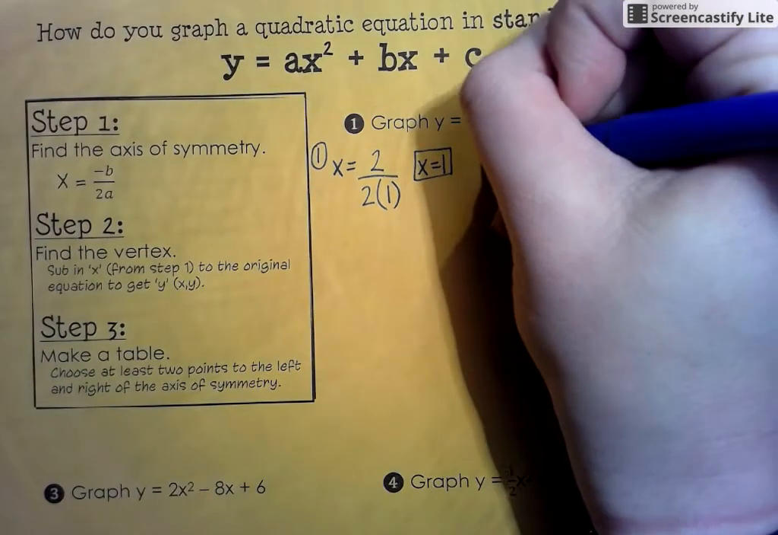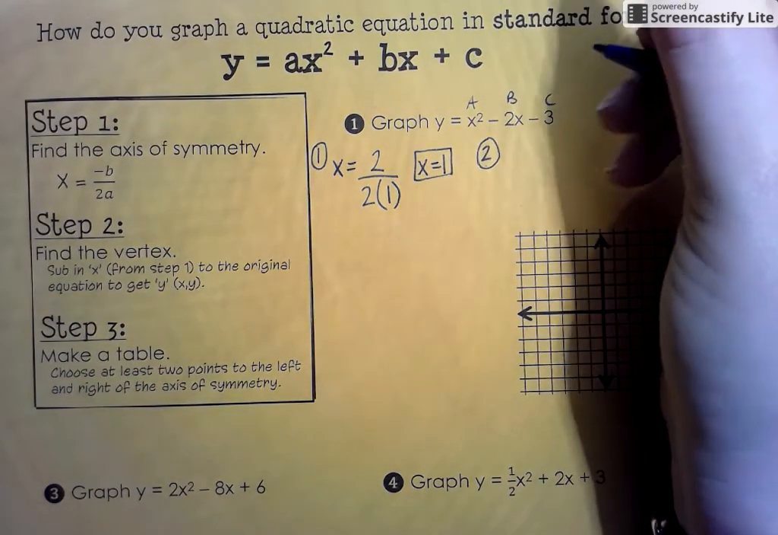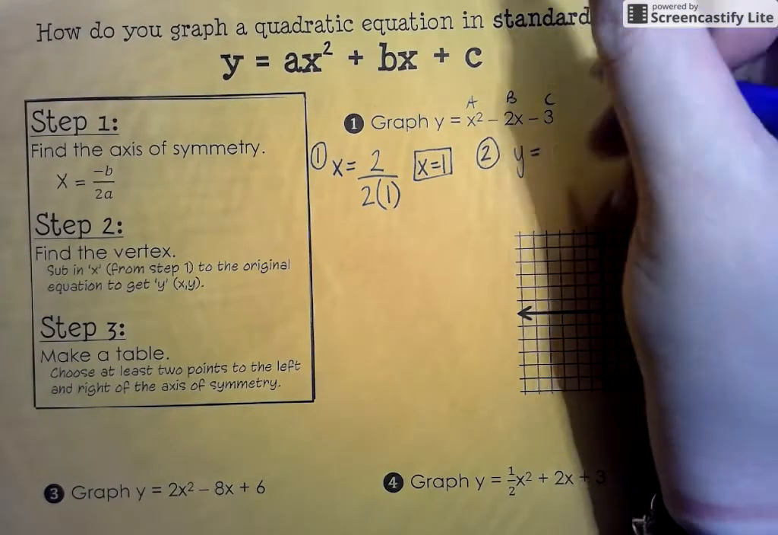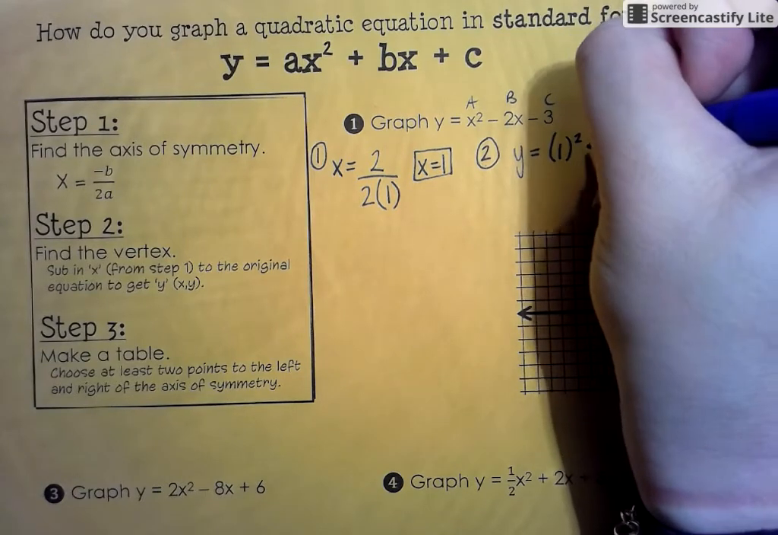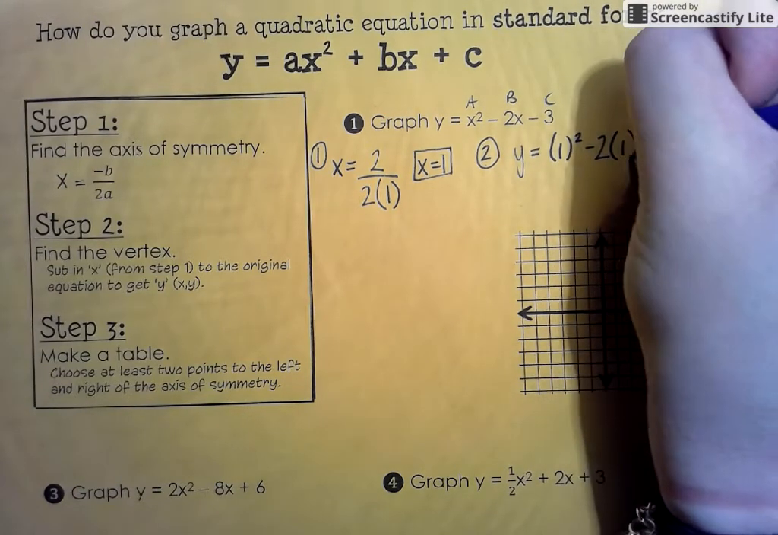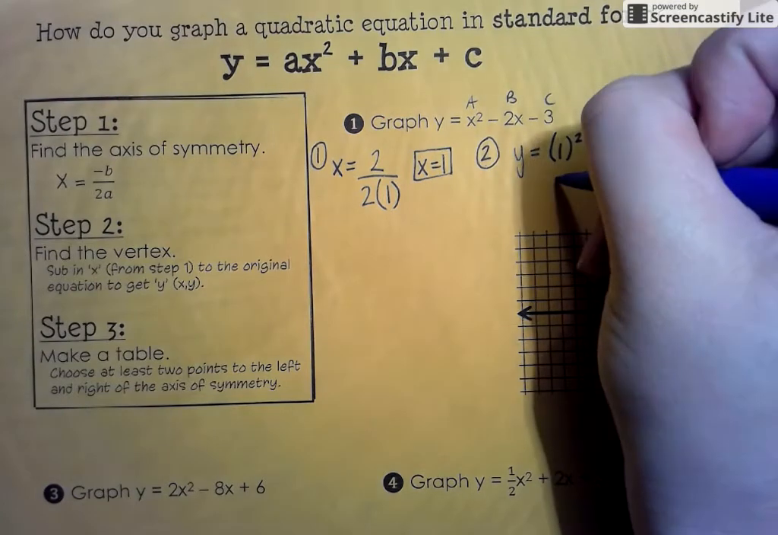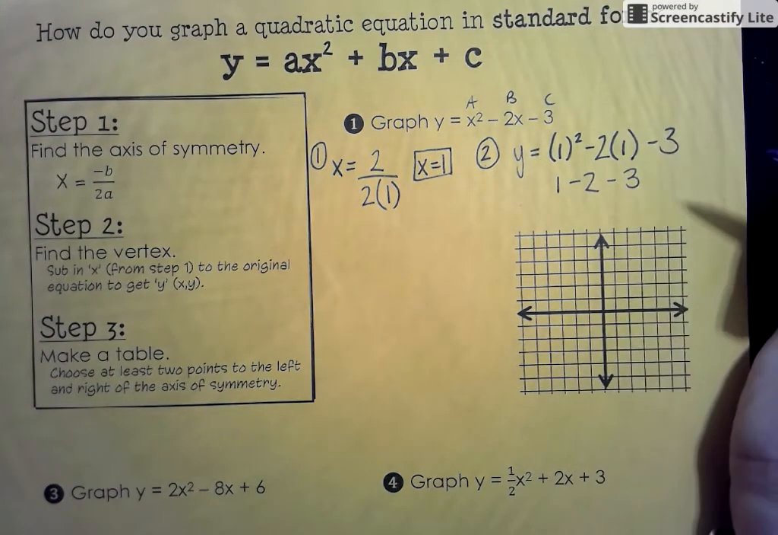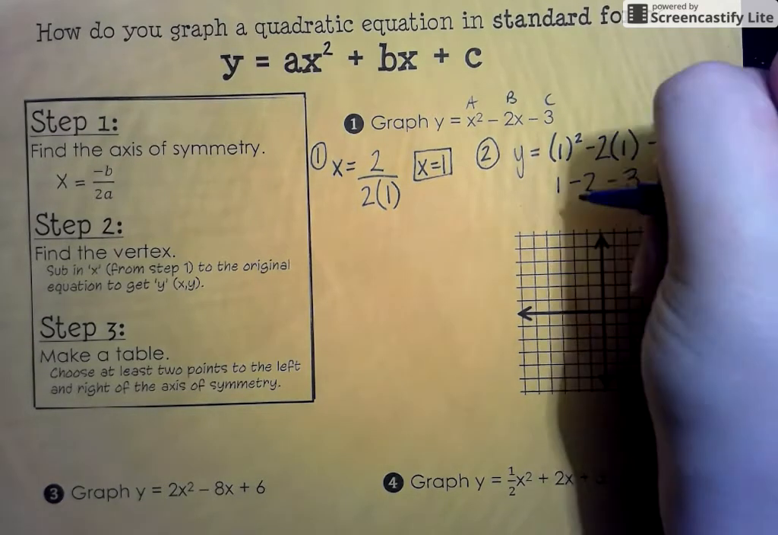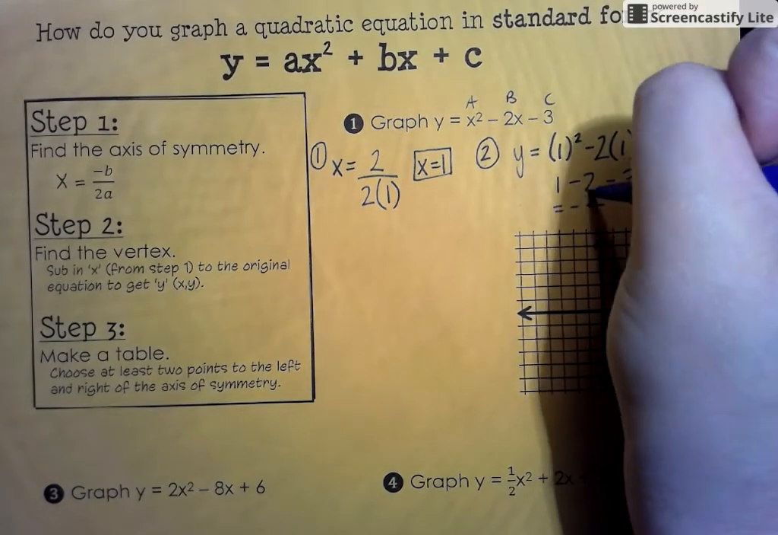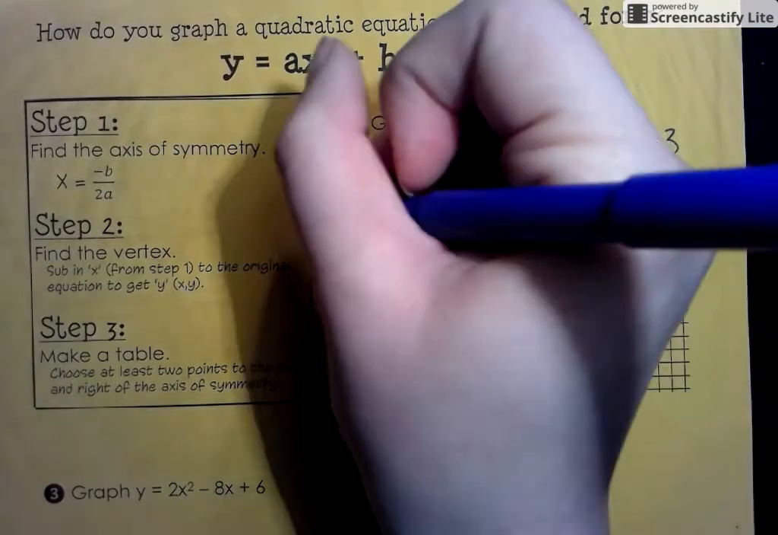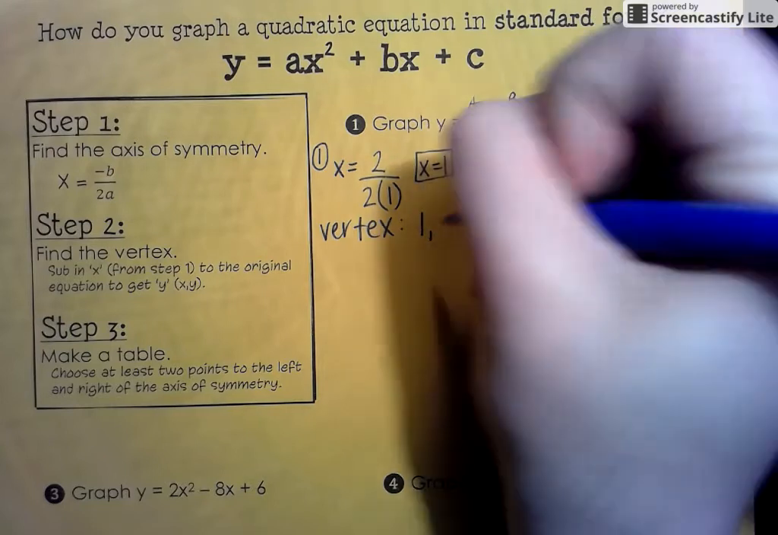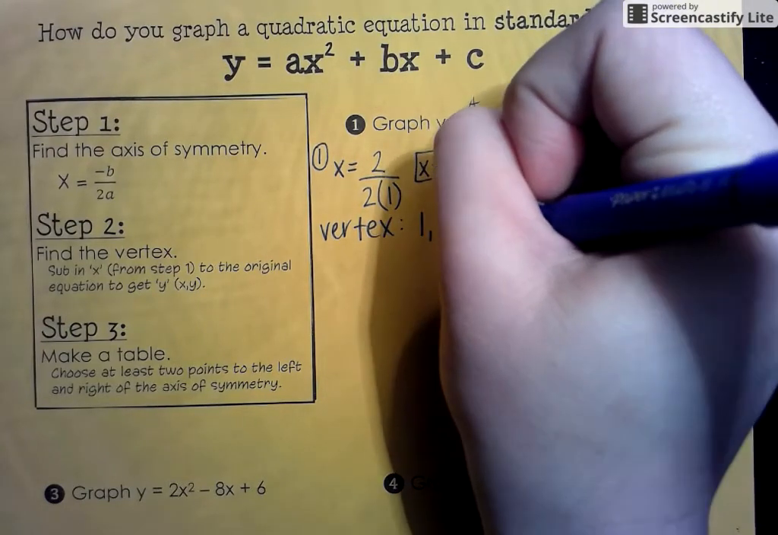Then my second step is I'm going to put 1 into my equation to find my vertex, or my y value. So I have y equals 1 squared minus 2 times 1 minus 3. So 1 squared is 1, minus 2, minus 3. So that's going to give us a -4. So my vertex is 1, comma, -4.